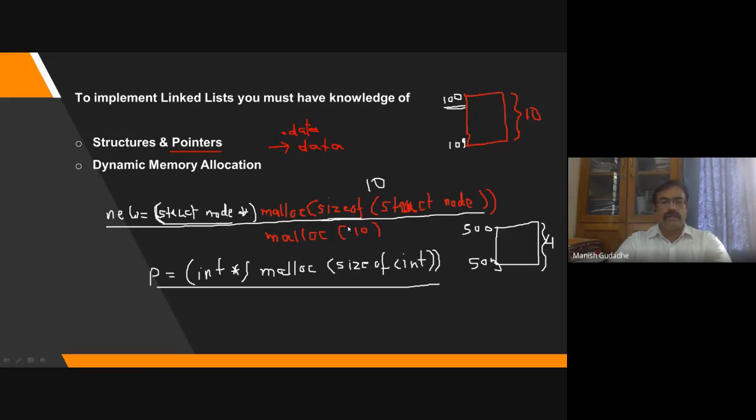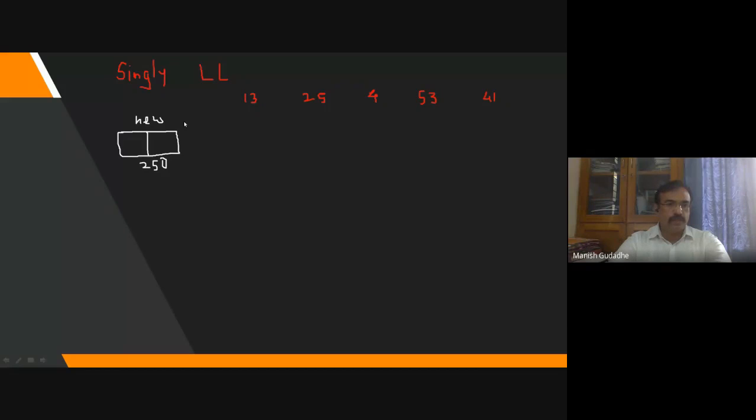So with this new node, we are constructing a new pointer. So this is a new node, and it is located at 250. Okay. So this way we can do. Now, this is the data field of node new, and this is the link field or next field of new. So this is new dot data, and this is new dot next. Okay. So new dot data will be 13.